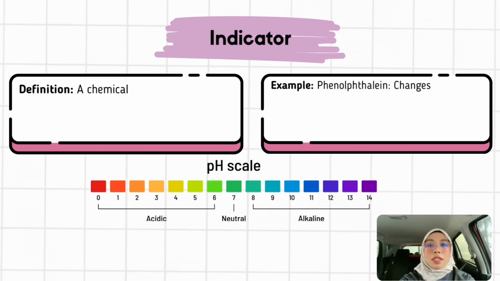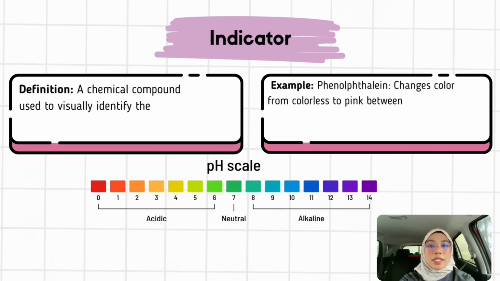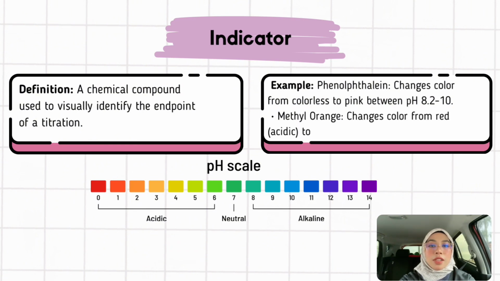Indicator: a chemical compound used to visually identify the endpoint of a titration. For example, phenolphthalein changes color from colorless to pink between pH 8.2 and 10. Methyl orange changes color from red in acidic to yellow in basic solution.